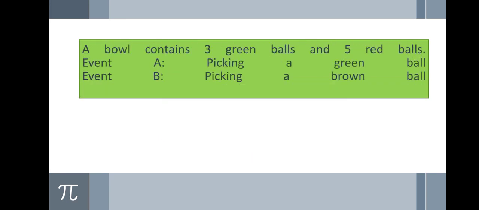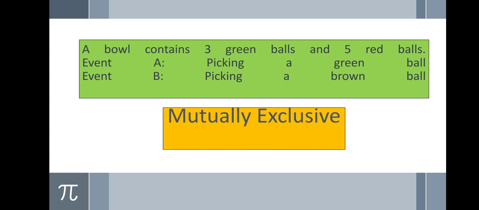A bag contains 3 green balls and 5 red balls. Event A, picking a green ball. Event B, picking a brown ball. Is there any connection or anything common between green and brown? No. This is an example of mutually exclusive.